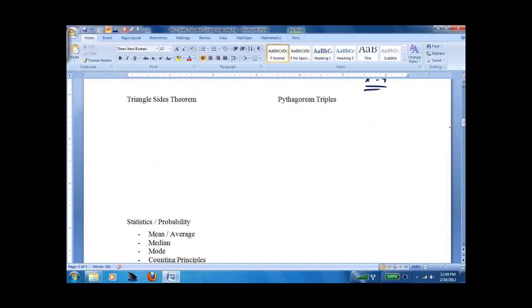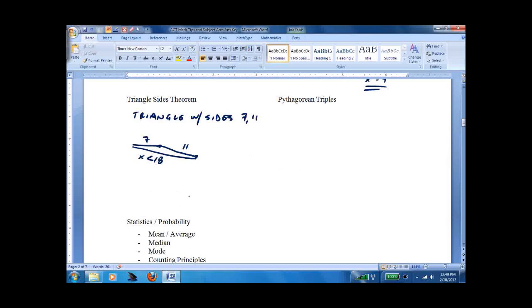Triangle sides theorem has popped up a few times in the last few years. They'll say a triangle with sides 7 and 11. What's the biggest side that can have? Well, what they're saying when they say the biggest side, if I took the triangle and I made the side that's 7 and the side that's 11 just barely bent, what's the biggest this side could be? Well, 7 plus 11 is 18, so it has to be just a little bit less than 18. So it could be 17.9.